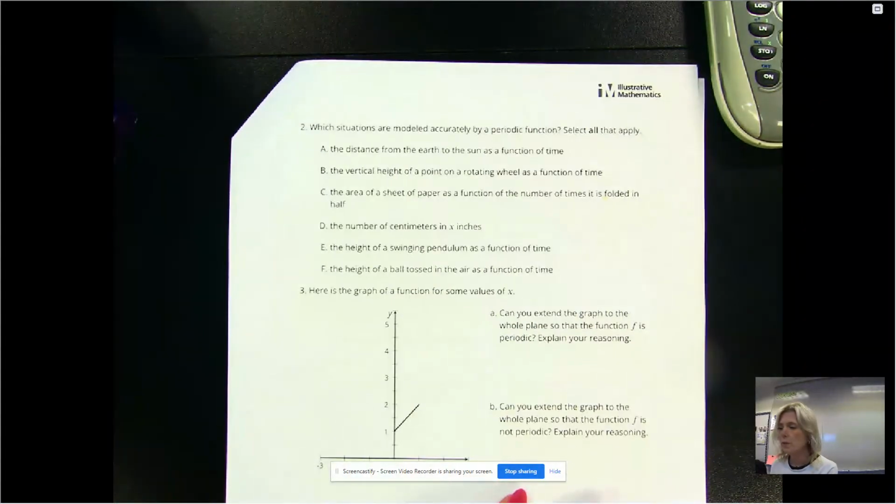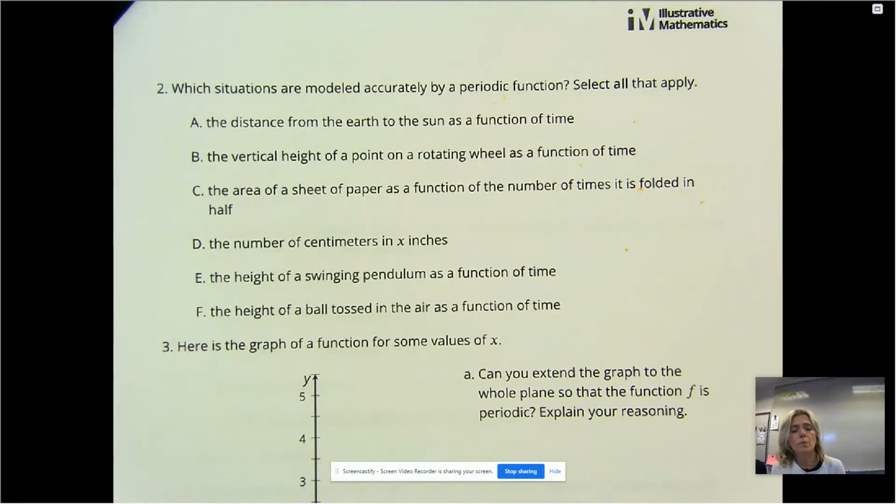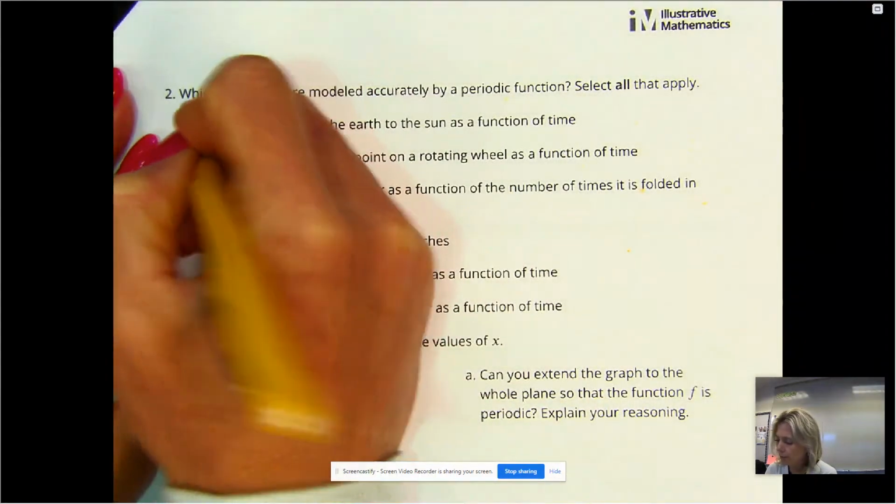Okay, the next question we're looking at, this is a select all that apply. Which situations are modeled accurately by a periodic function? So remember, a periodic function will repeat the outputs in the same interval of time. So the distance from the Earth to the Sun as a function of time. So if this is the Sun and this is the Earth rotating around, it's periodic because it's the same orbit, right? Year after year after year. So A, that would be periodic.